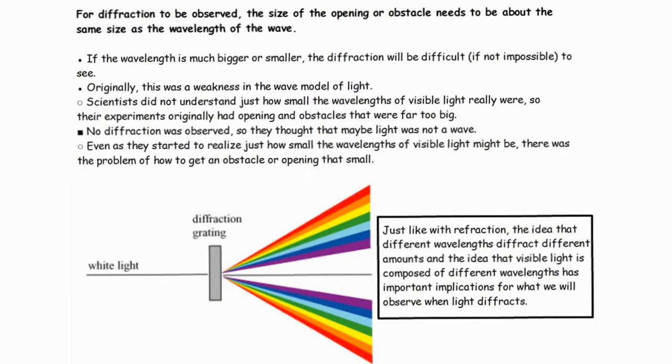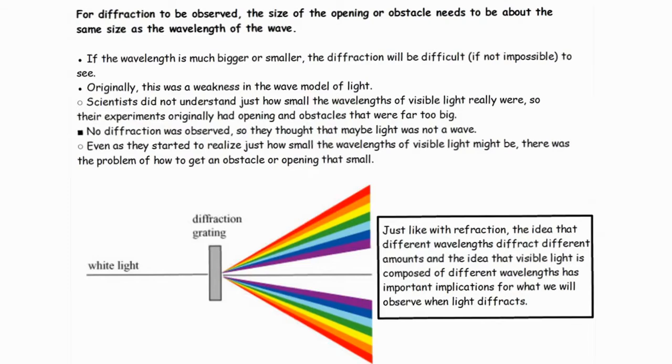Now, for diffraction to be observed, the size of the opening needs to be about the size of the wavelength of the wave. This is important when we're looking at light, because light has very short wavelengths relative to things that we observe. So in order to observe diffraction of light, we need very, very small openings. If a wavelength is much bigger or smaller, diffraction will be difficult. And so this is one of the reasons why it was hard to explain light as a wave, because it took them a while to actually identify that these slits need to be really small in order for diffraction to occur.